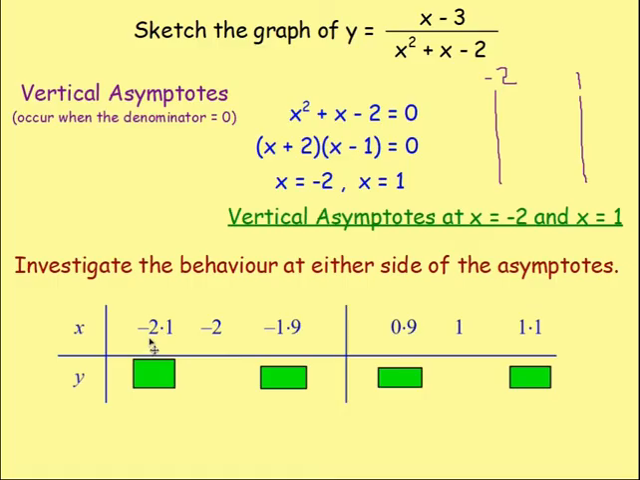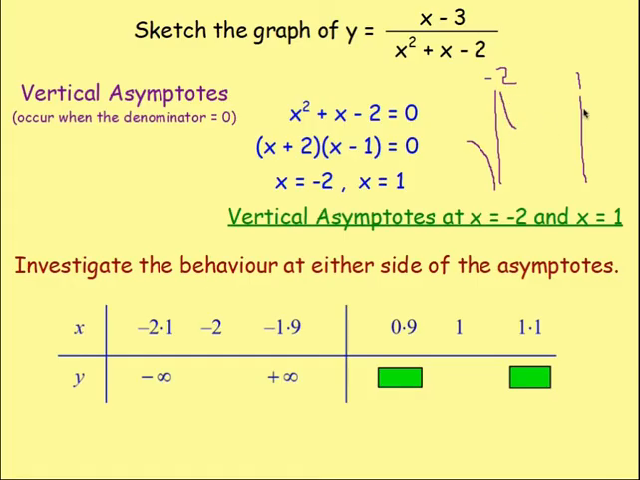So if you sub in negative 2.1, you end up with a negative value. Because you have a negative value, you know the graph's going to be going towards negative infinity. With negative 1.9, so just to the right of that, if you sub in negative 1.9 in here, what do you end up getting? Positive! Perfect. So because it's a positive number, you know it's coming from positive infinity.